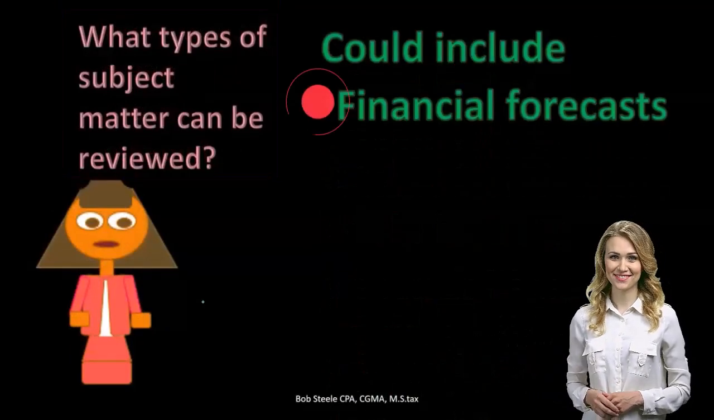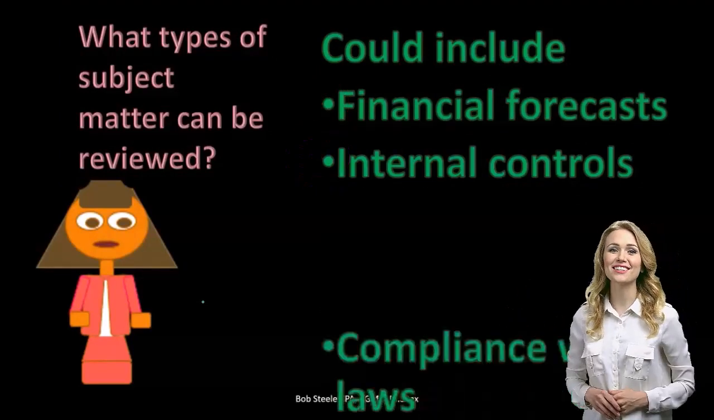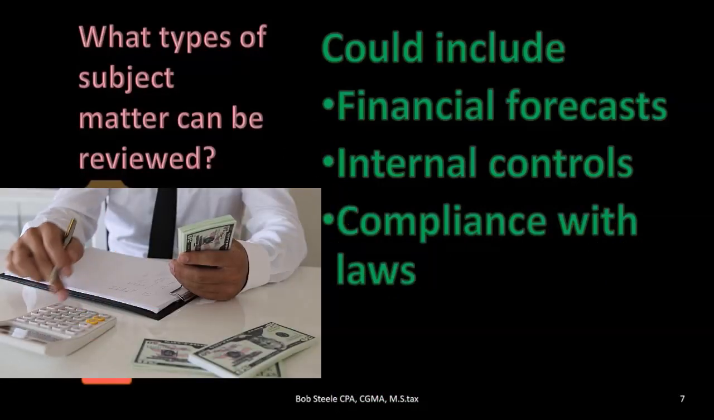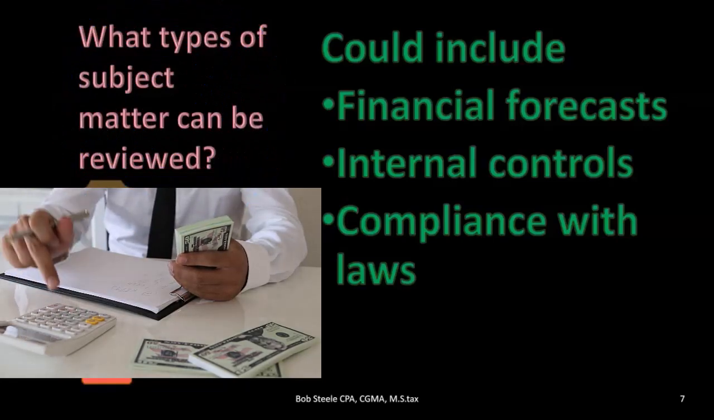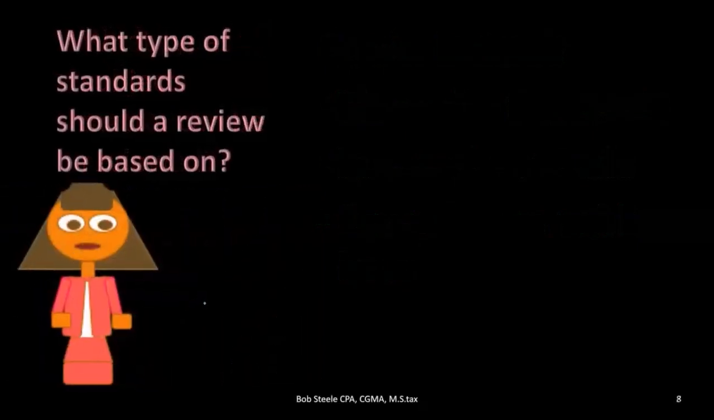What type of subject matter can be reviewed? It could include financial forecasts. It could include internal controls, which is a huge one these days. It could include compliance with laws and regulations. So there are a lot of things, besides the financial statements, that we could actually have reviewed and give an opinion on in this way, or give some kind of assurance on.